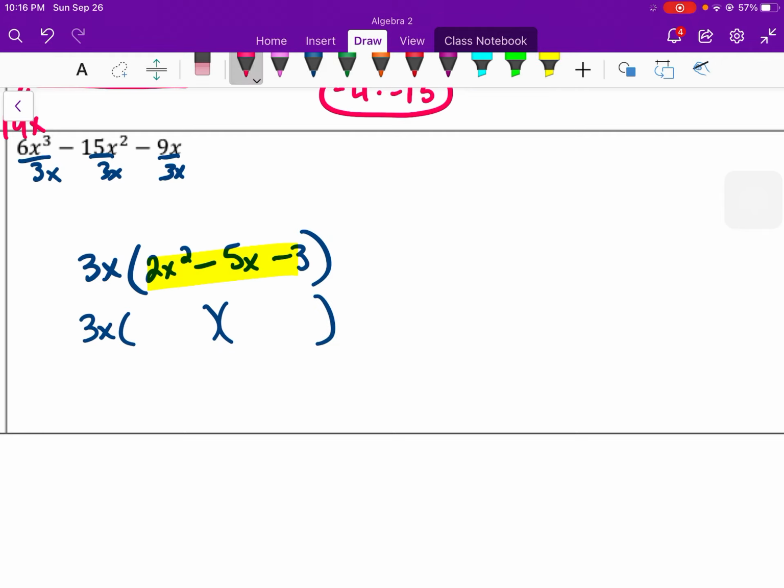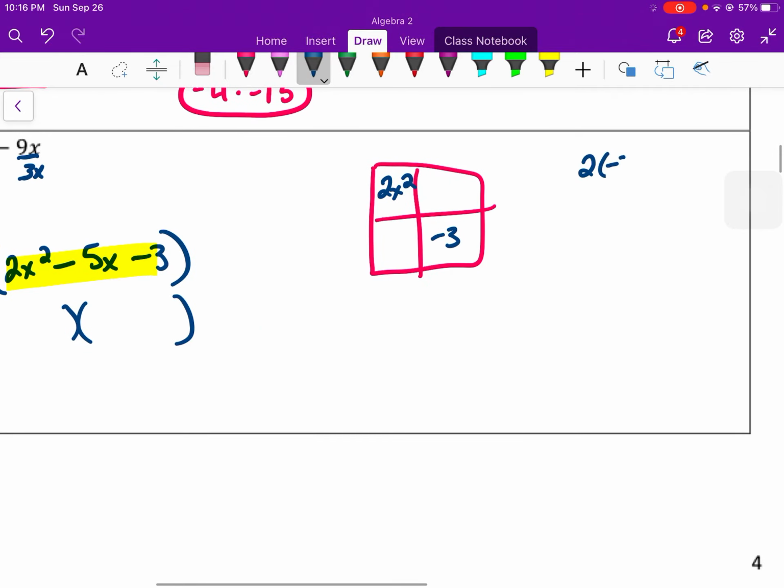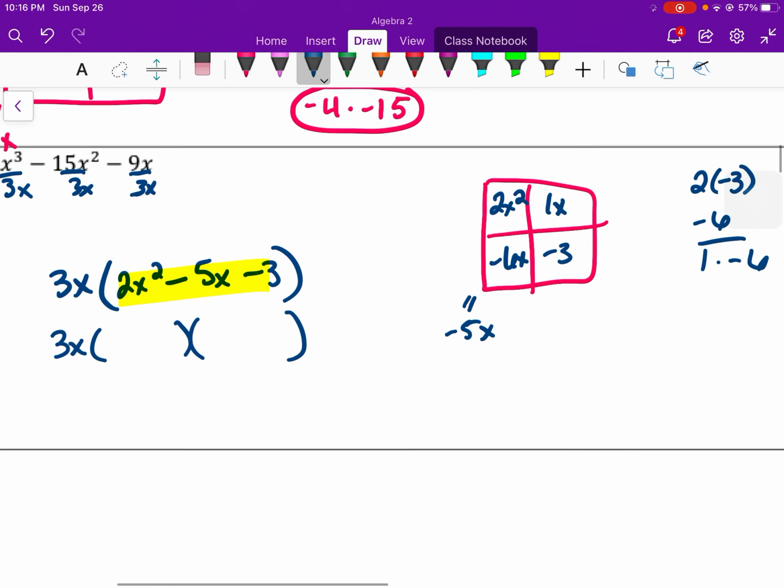Can I go further? So for the inside piece, I'm going to use the box. I got a 2x squared here and a minus 3. Multiply the 2 and the negative 3 to make negative 6. And I have to get negative 5x in the middle. What multiplies to negative 6 but adds up to negative 5 would be positive 1 and negative 6. So 1x and negative 6x.